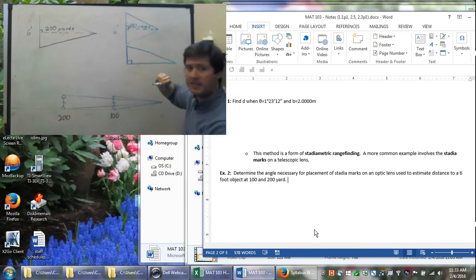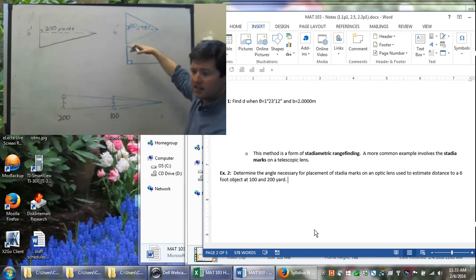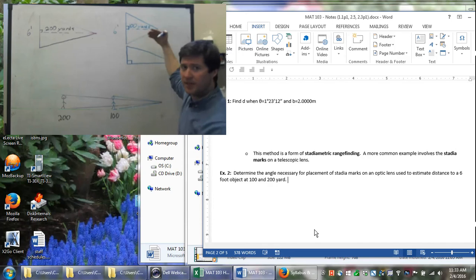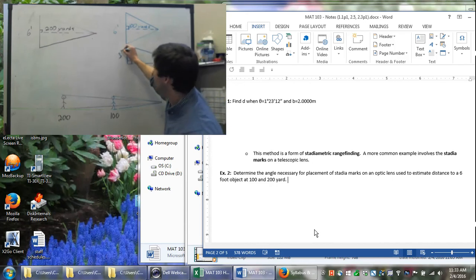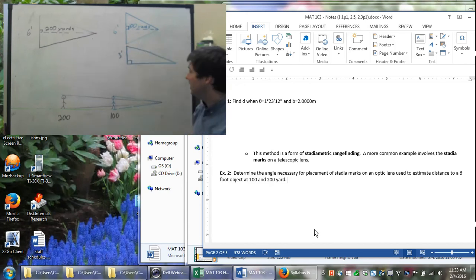We want for when our lens is focused right here at distance 0, we want tick marks on it so that a 6-foot object, so I've got a little 6-foot guy drawn right here, I want to be able to line him up so when his head is at one of the steady marks and his feet are at the other, I know that he is 100 yards away. So this is very useful.